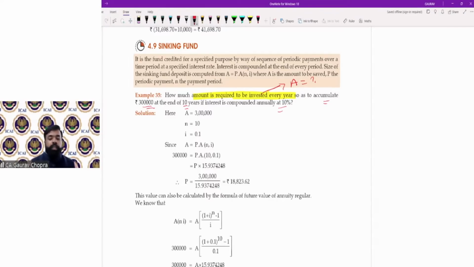So again, the same method you can apply or not. Now this time, is this 3 lakh present value or future value? This you have to understand. This 3 lakh we will be receiving at the end of 10 years. So this 3 lakh is basically the future value. Since future value is given, you have to apply the formula for future value. So annuity, then bracket 1 plus I whole to the power of n minus 1 upon I.